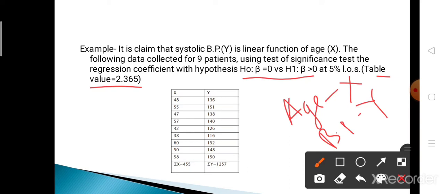Here we are given the two variables x and y. X means age and y is blood pressure. Here we want to test H0: beta is equal to 0 versus H1: beta is greater than 0, which means one-sided right. Alpha is given as 5% and the table value is 2.365. So first we calculate the test statistic. The formula for the test statistic is byx into square root of n minus 2, divided by square root of sy square divided by sx square minus byx square. So we need to calculate sx square, sy square and byx.